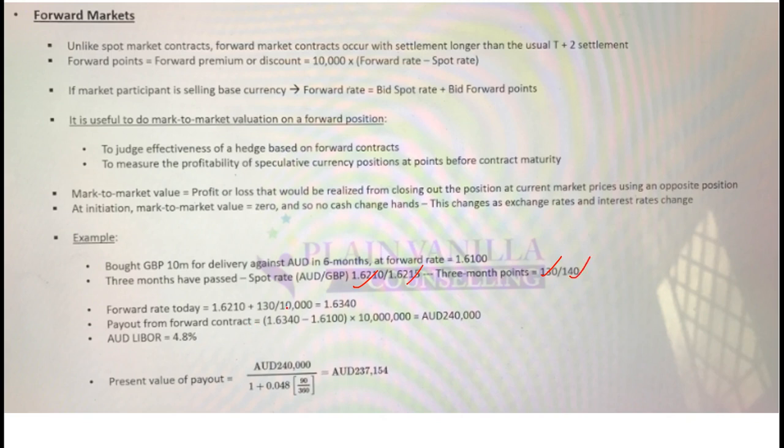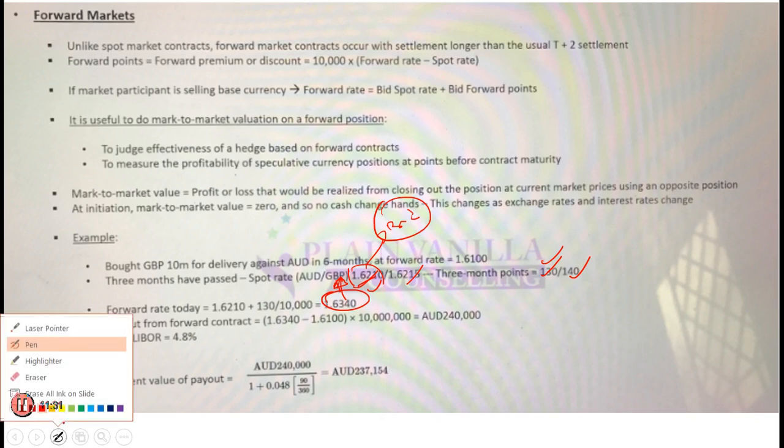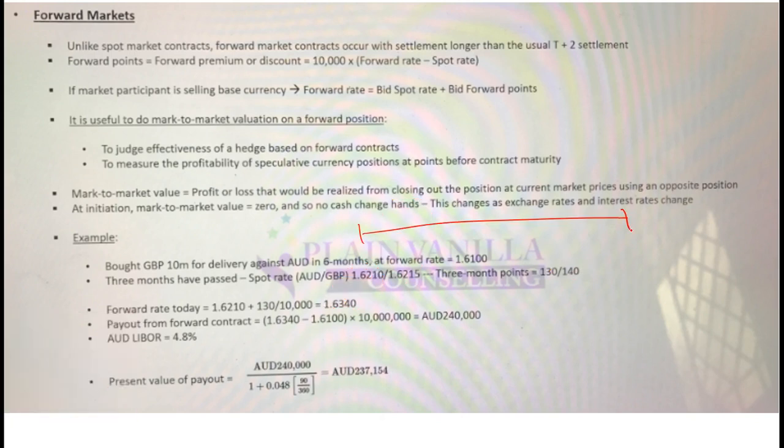Which forward rate would you take? You have to deliver GBP against AUD in future. So when you have to deliver GBP, that means you will be selling GBP forward, and when you sell it, the dealer is buying it. The dealer wouldn't be actually buying it, but just to set the context, when you sell it, the dealer will be buying it. So when he buys it, at what rate would he buy it? He would use the bid rate. So you will select the bid rate 1.6210 and bid forward point 130. So what is the forward rate that you come up to? 1.6340.